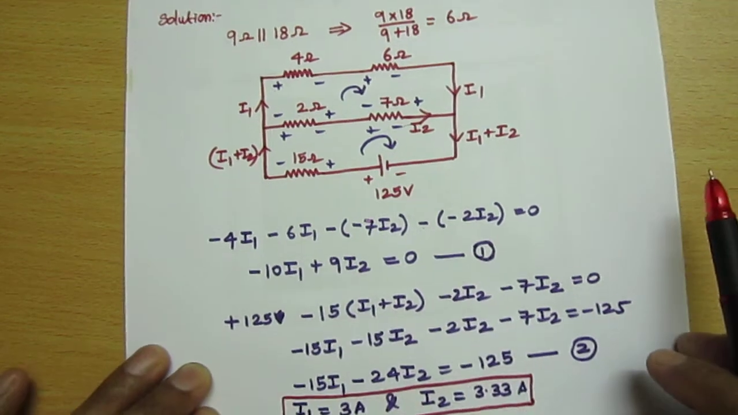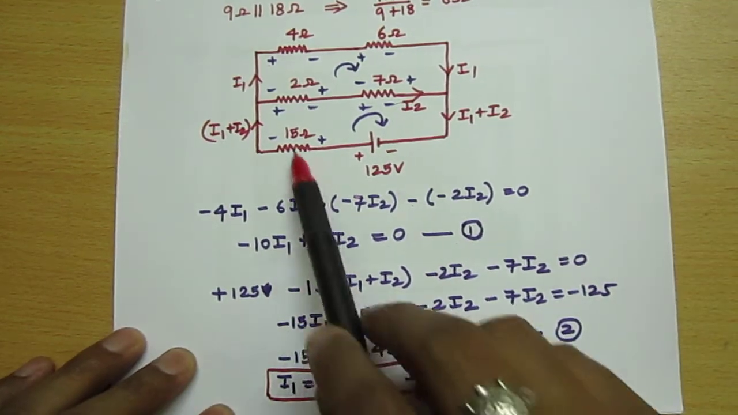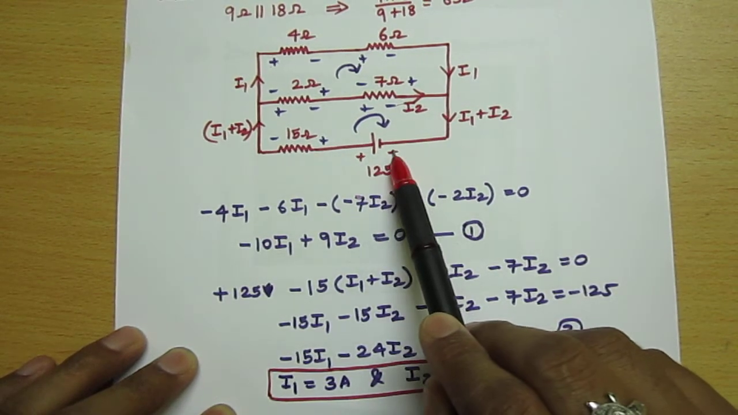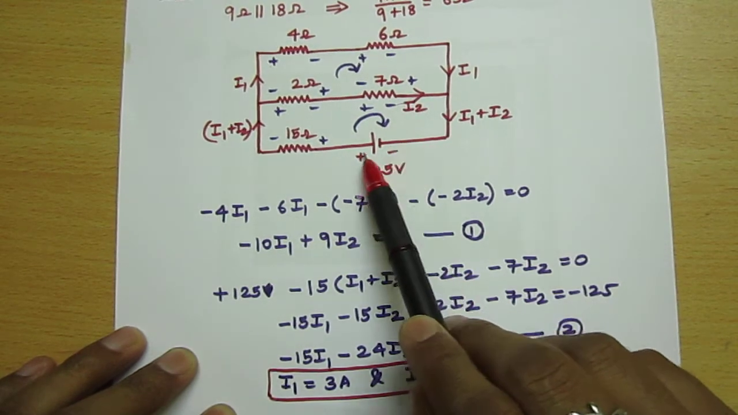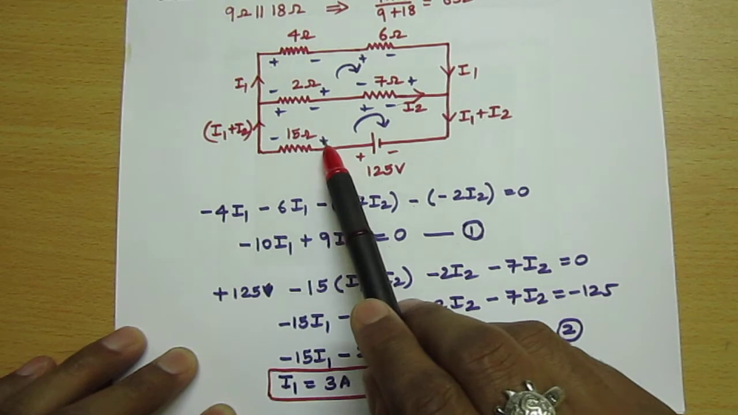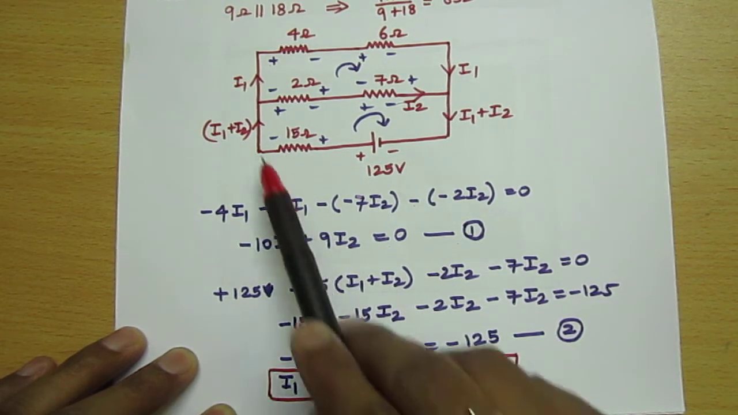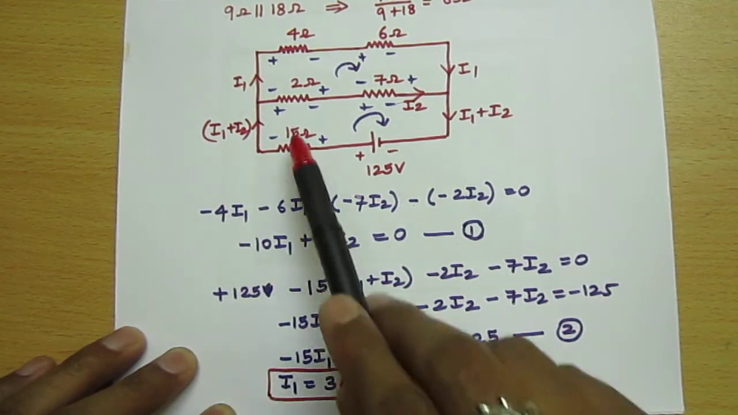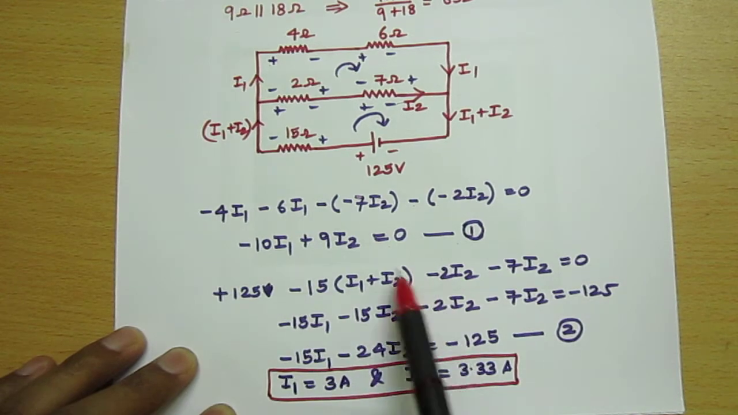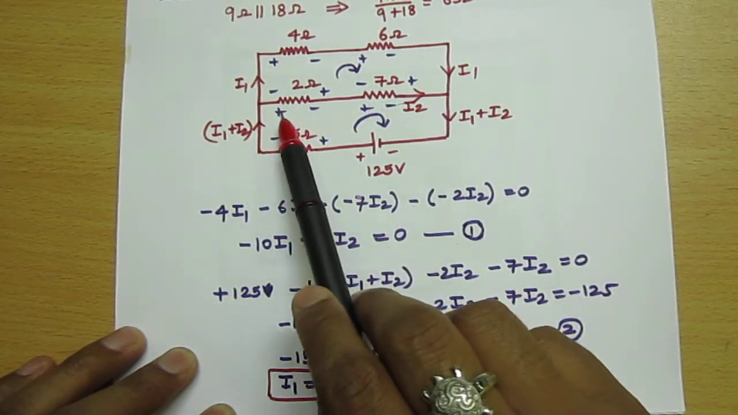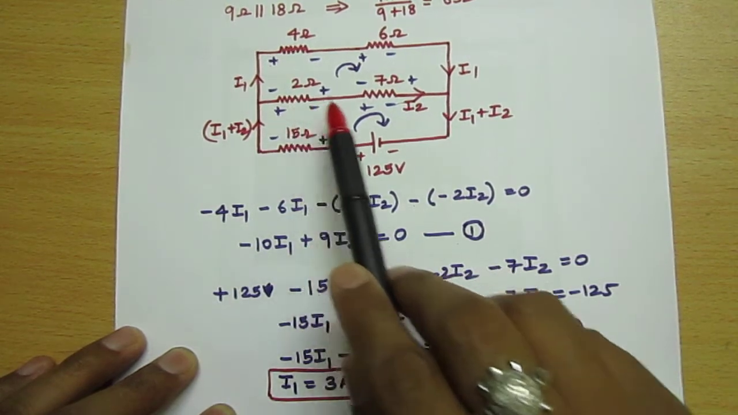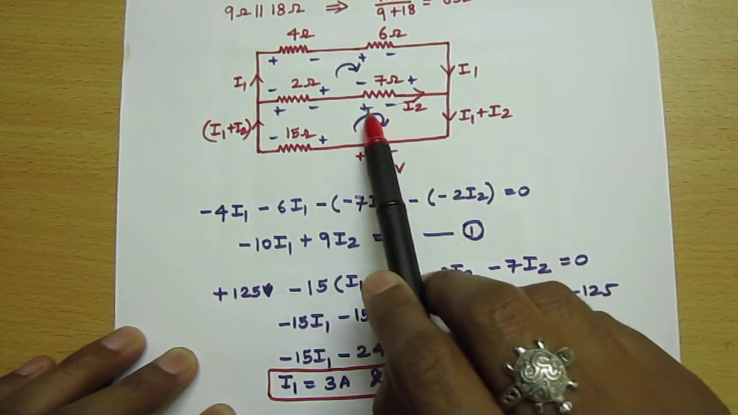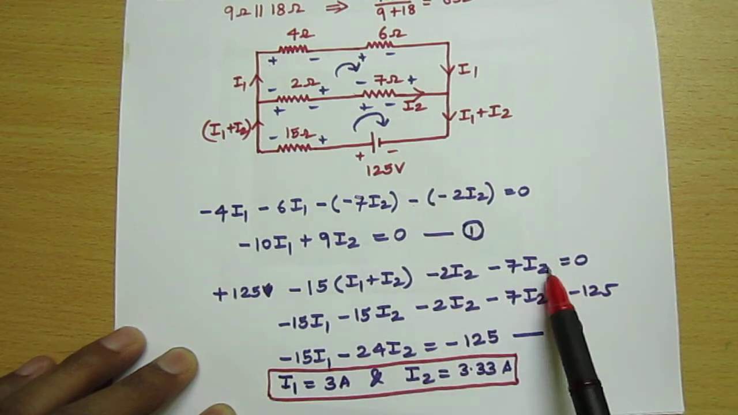I'm naming this equation 1. Now for equation 2, this is your voltage source. It goes from lower potential to higher potential, so I am considering plus. From higher potential to lower potential, minus 5. The current in this branch, as given in the question, is I1 plus I2. So minus 15 (I1 plus I2), minus 2 I2, and minus 7 I2 is equal to 0.